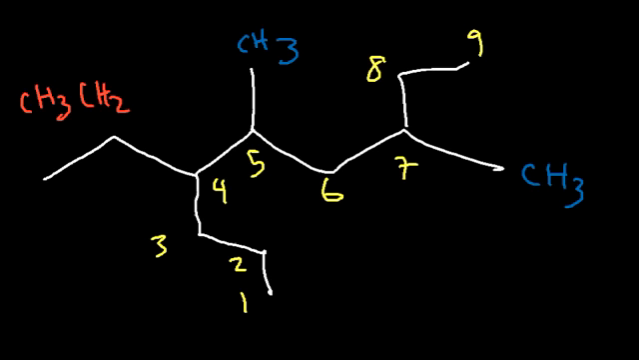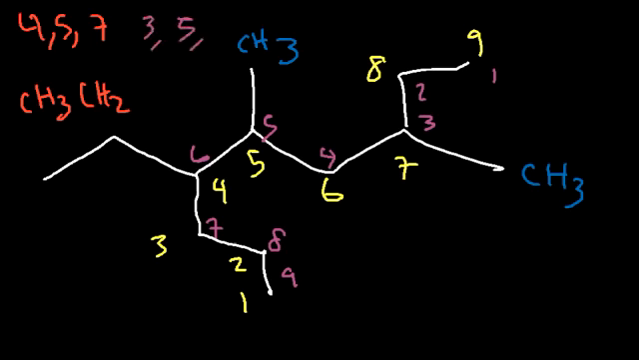And we got to make sure we're getting the lowest numbers. So if we count it the way we have it, we have a group at 4, at 5, and at 7. Now if we count it the other direction, this is going to be 1, 2, 3, 4, 5, 6, 7, 8, 9. So we'll have a methyl on 3, another methyl on 3, and an ethyl on 6. So 3, 5, 6 is lower than 4, 5, 7. So therefore, we want to use the purple numbers.